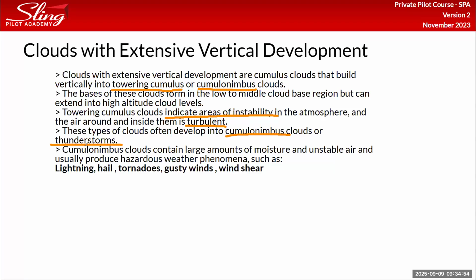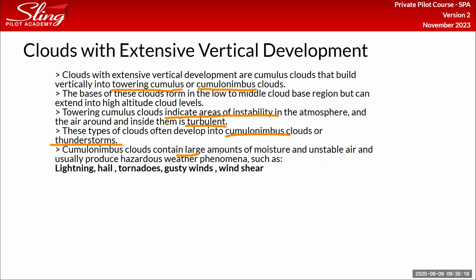Cumulonimbus clouds are thunderstorms. And there are slides later on that talk about how thunderstorms form. There are three ingredients to a thunderstorm. The first one is vertical motion, vertical development. So if you have vertical development from clouds, you already have the first part of a thunderstorm. Okay?